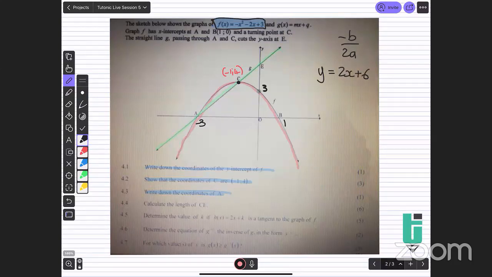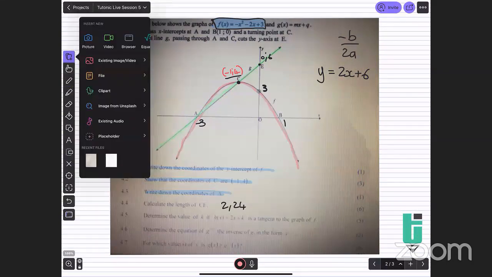And then since we have the coordinates, I just use the distance formula. Yes, that's great. So you have this 0, 6, and you have this point here, and then you use the distance formula. So what did you get? 2 root 5 units.